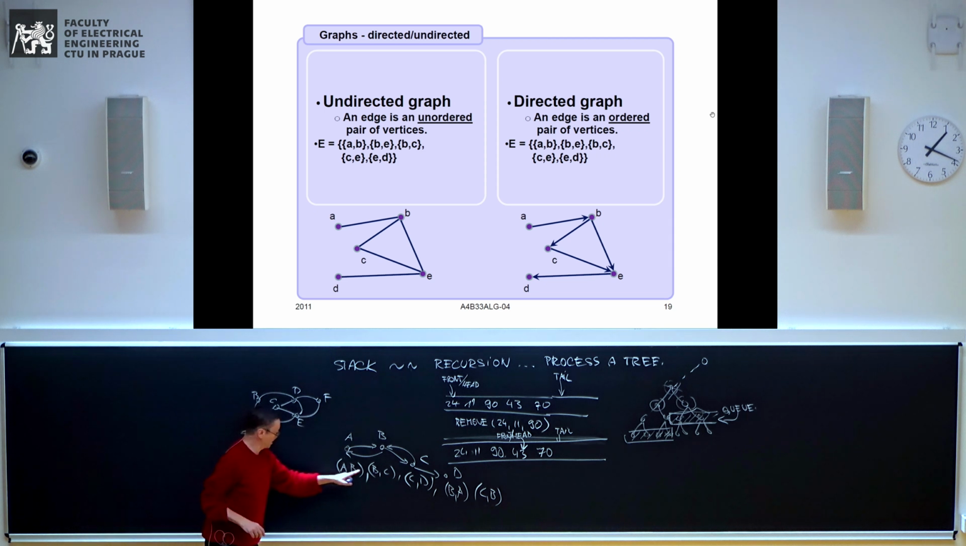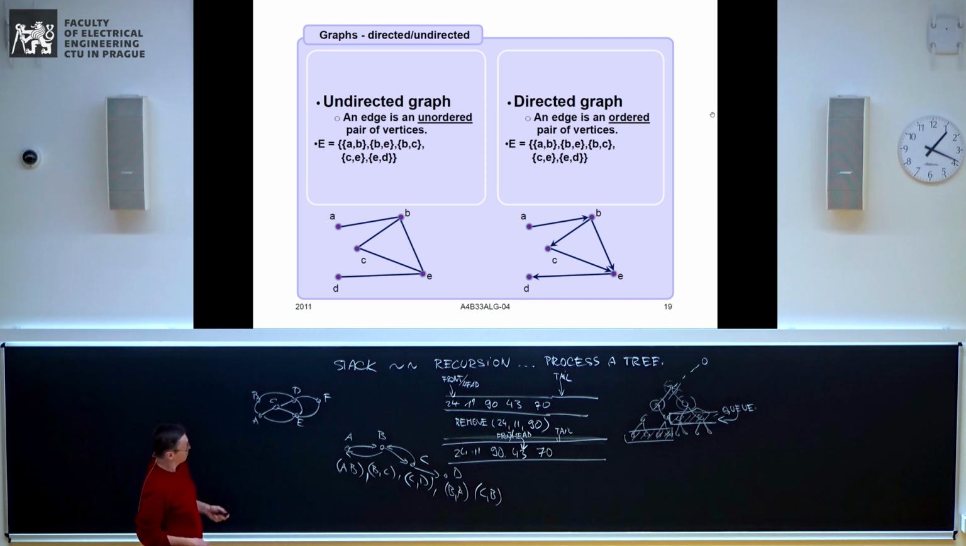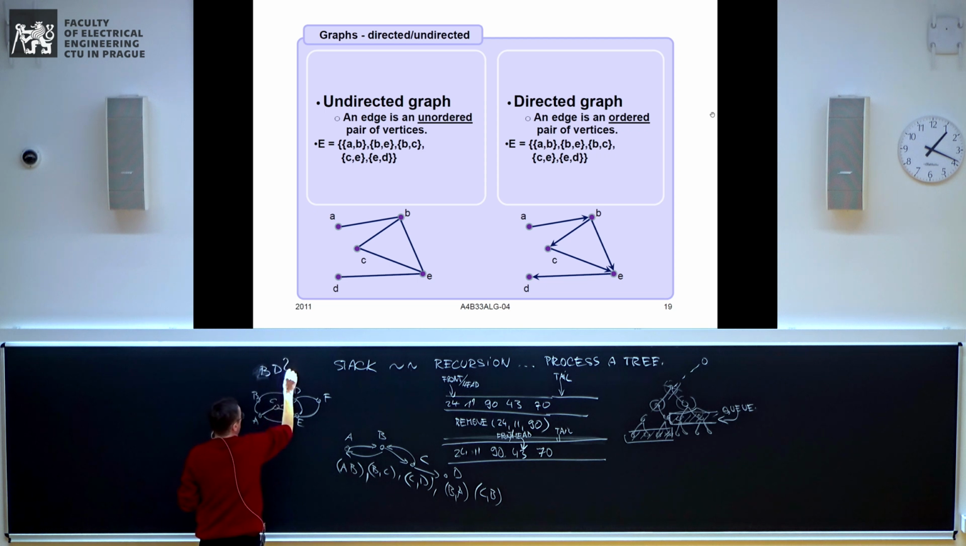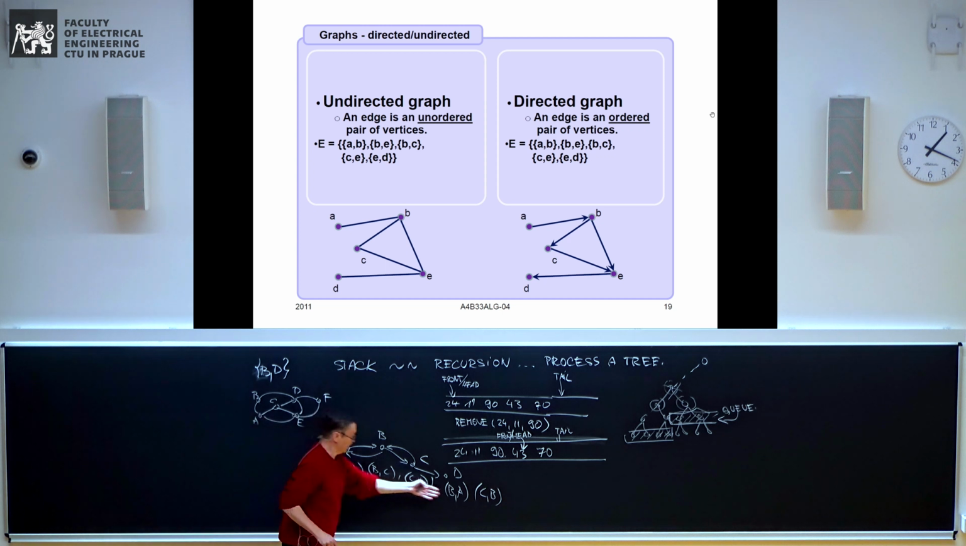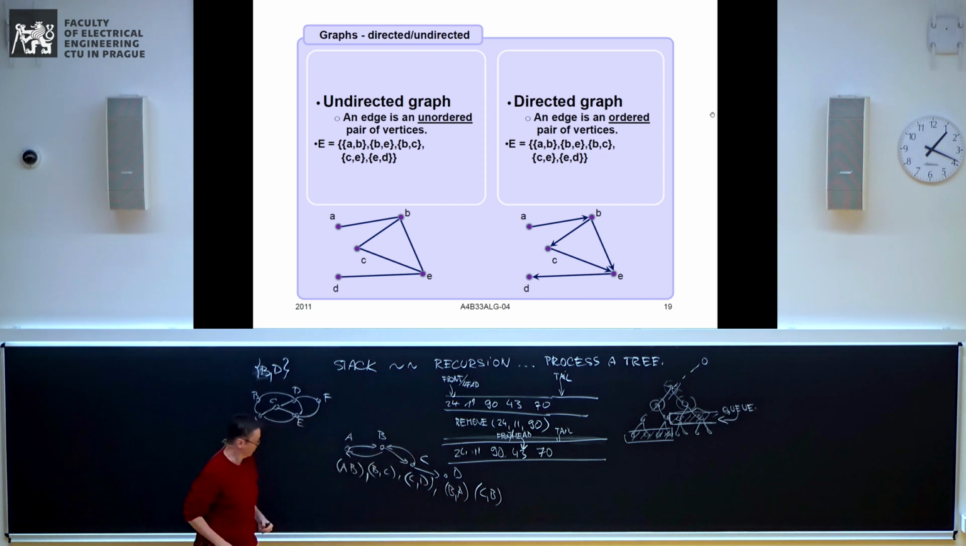And I also write round brackets. Typically, more in mathematics, when you talk about ordered pairs or ordered tuples, you put them into round brackets. A pair, when it is undirected, is in fact a set, so you put it into curly brackets. That's the whole stuff. So if they give you this list, you know you have this kind of graph.